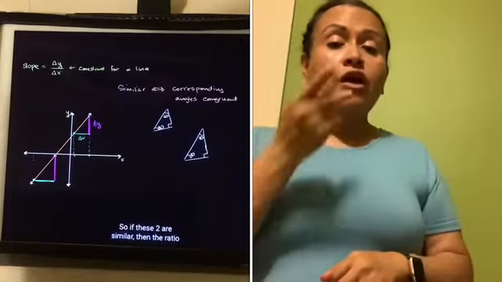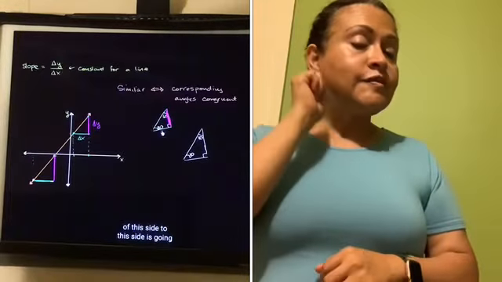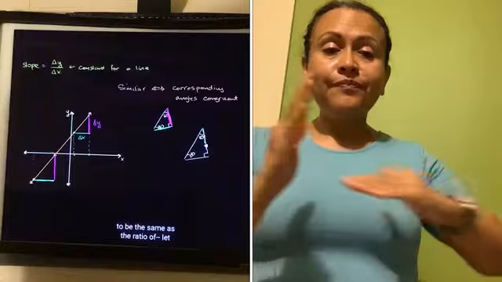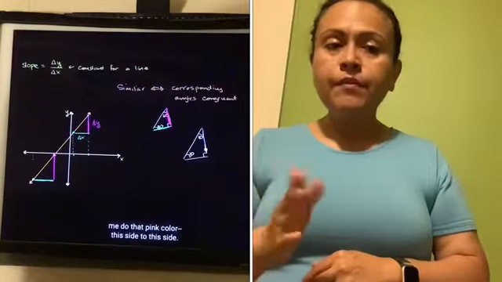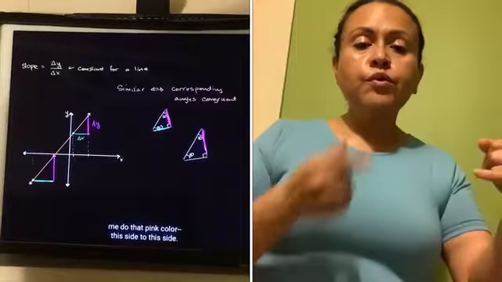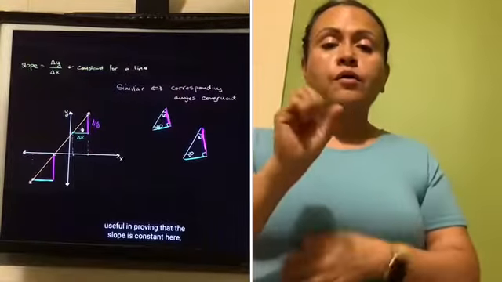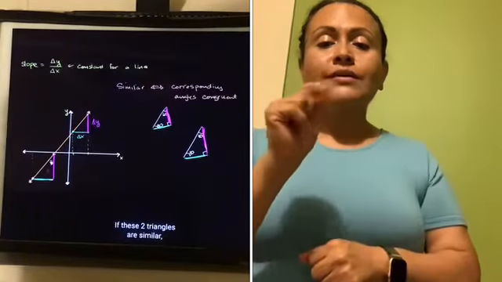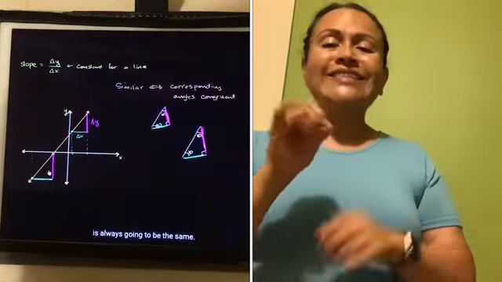So if these two are similar, then the ratio of this side to this side is going to be the same as the ratio of this, let me do that pink color, of this side to this side. And so you can see why that will be useful in proving that the slope is constant here. Because all we have to do is, look, if these two triangles are similar, then the ratio between corresponding sides is always going to be the same.